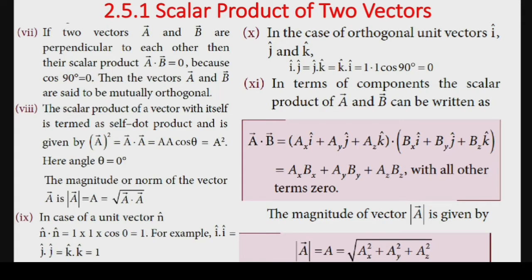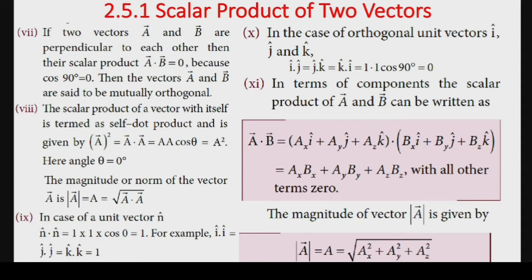In terms of components, the scalar product of A vector and B vector can be written as A vector dot B vector is equal to (AX i cap plus AY j cap plus AZ k cap) dot (BX i cap plus BY j cap plus BZ k cap). So it is AX BX plus AY BY plus AZ BZ, with all other terms 0.